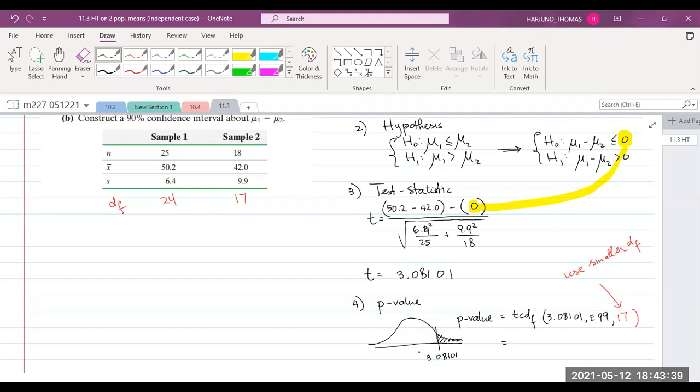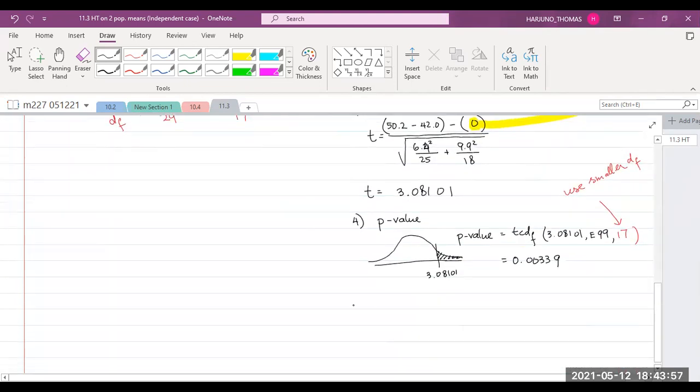Now tcdf, it's on your calculator: 3.08101 up to E99, degrees of freedom I will use 17. I get 0.00339. What is the alpha, by the way? 10%. Oh, okay. So step 5, the alpha is 10%, right? So informal conclusion: we reject the null hypothesis. Step 6, conclusion: none, because we don't even have a claim.